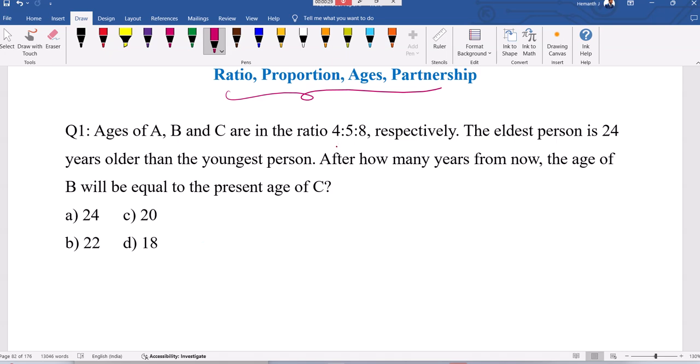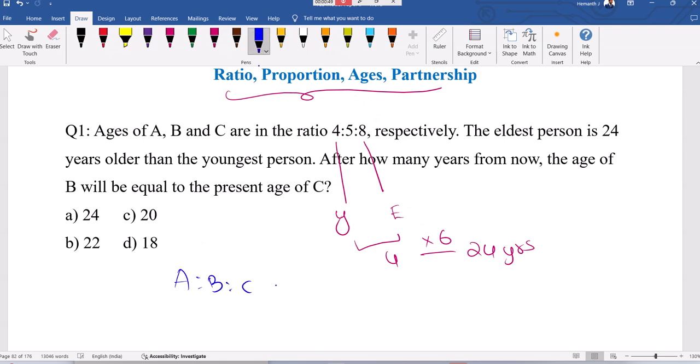Here, the younger person is this. Okay, the eldest person is this. In ratio, the gap is 4, but as per the age, 24 years is the gap. Means we have to multiply by 6. So the present ages of A, B, C: I have to multiply by 6. A's present age is 4 into 6, 24. B's present age is 5 into 6, 30. C's present age is 8 into 6, 48. 8 into 6, 5 into 6, 4 into 6.